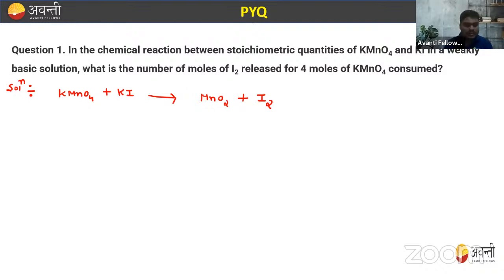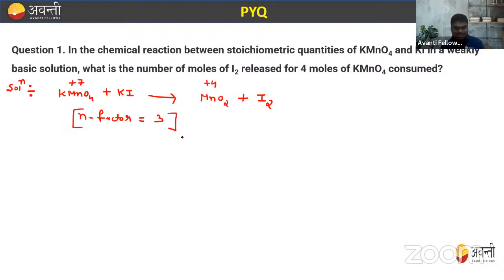Now here we can calculate the oxidation state of Mn in KMnO4: it is 8 plus 1 minus 1, that is plus 7. And here the oxidation number is plus 4. Okay. So we can say, what is the n factor in this case? So n factor is 3.